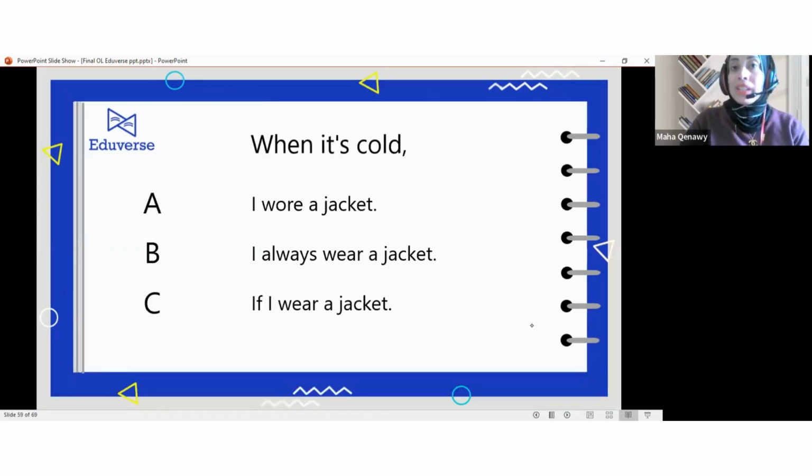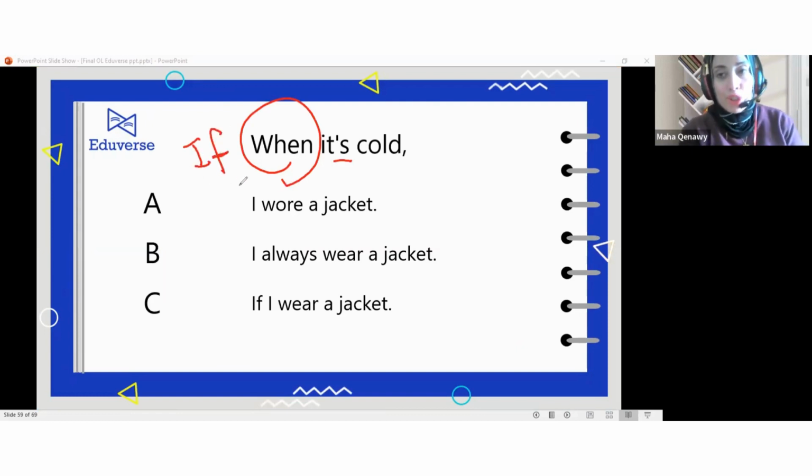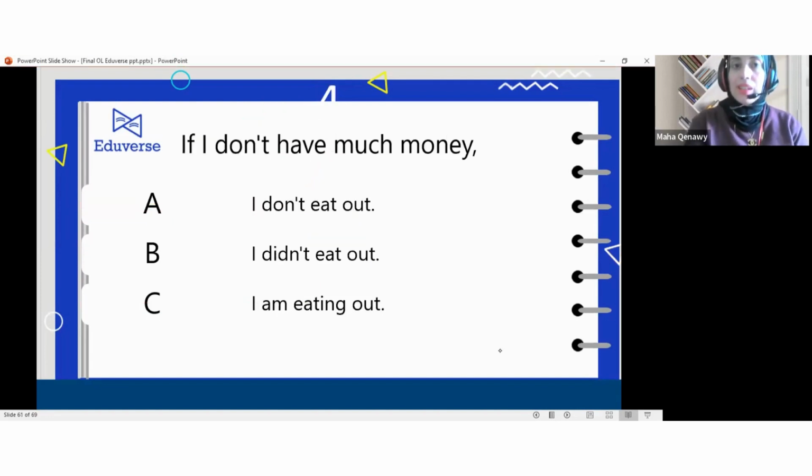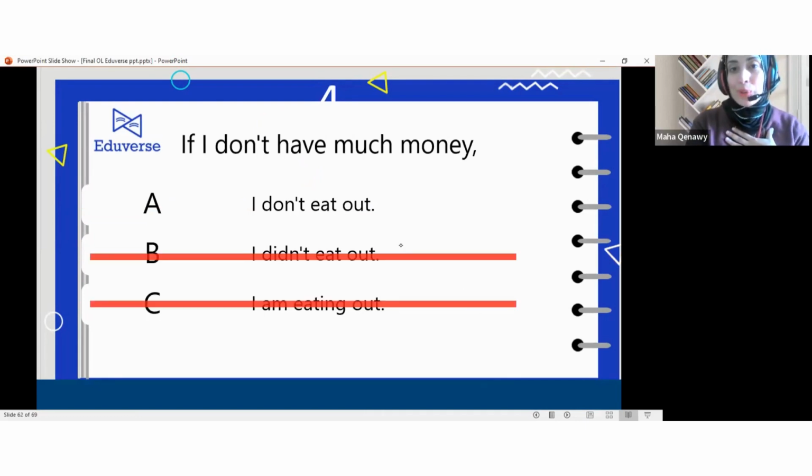Let's try. When it's cold, the present simple. When here functions as if. Miss, can it function? Yes, it can function as if, the same. When it's cold, I always wear a jacket. Here, present simple, and in the other sentence, I wear it. If I don't have much money, I don't eat out. Present simple.